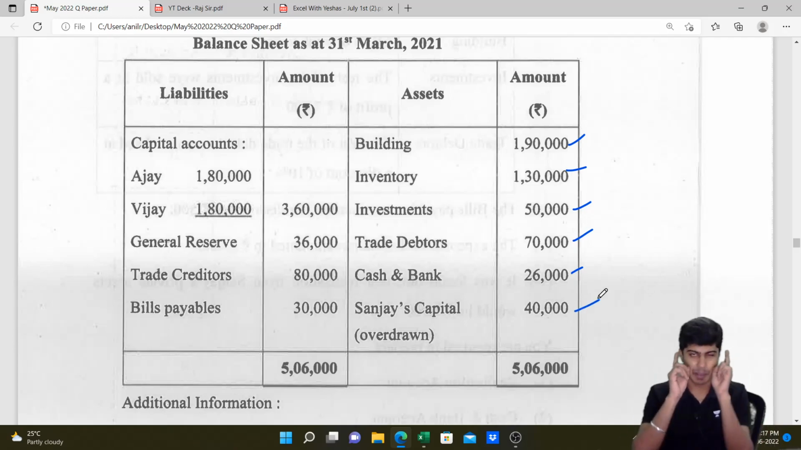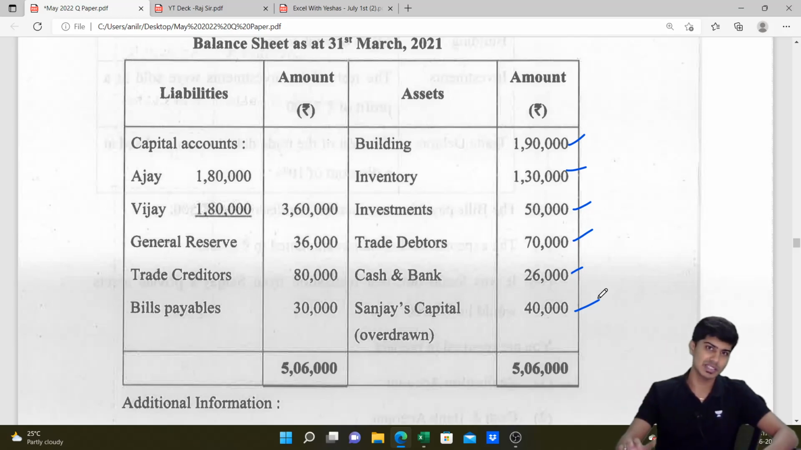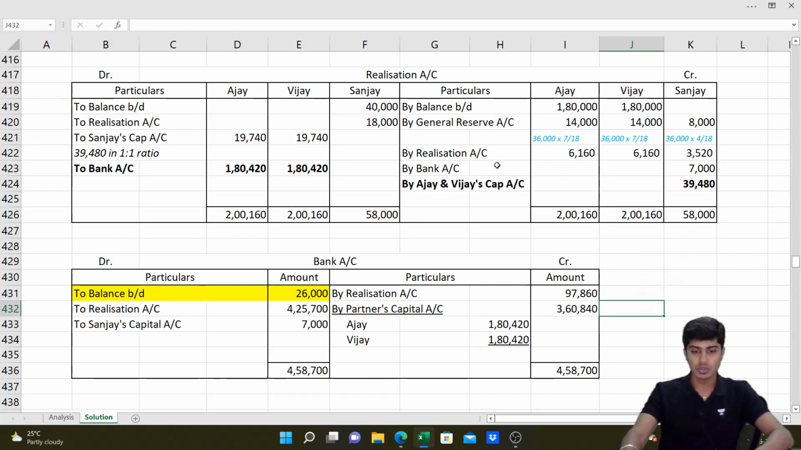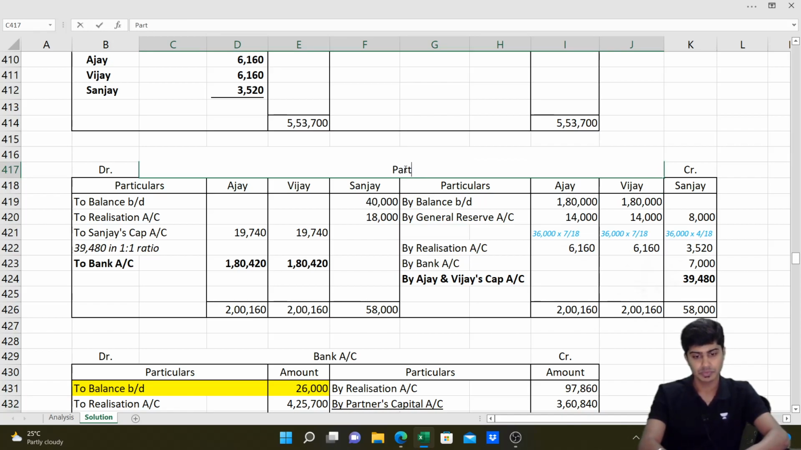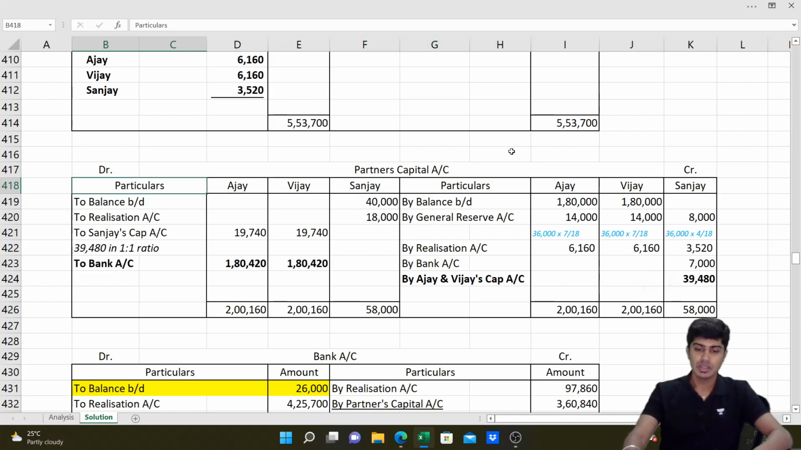Then we'll go to Sanjay's capital, overdrawn 40,000. So this will appear in the capital account, but on the debit side as opening balance. This is like a current account balance. So this is my partner's capital account, not realization. In this, if you observe, on the debit side, I've written balance brought down 40,000.